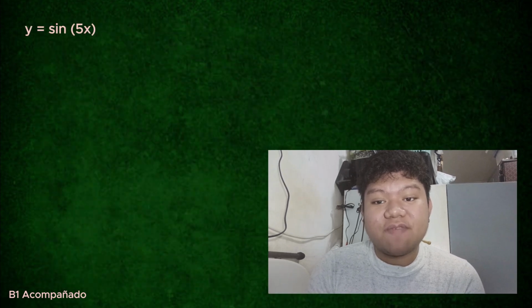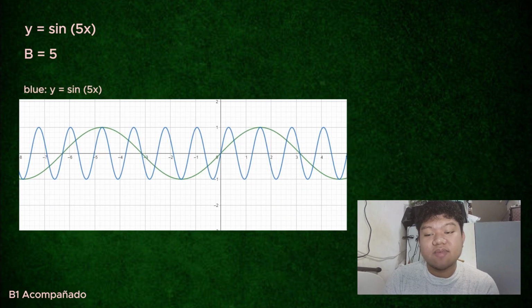For example, y is equal to sine of 5x, with b as 5. The curve completes 5 cycles within the interval of 2 pi, creating a higher frequency. If the value of b is greater than 1, the cycles of the graph will shrink. If the value of b is less than 1 but greater than 0, the cycles of the graph will stretch.